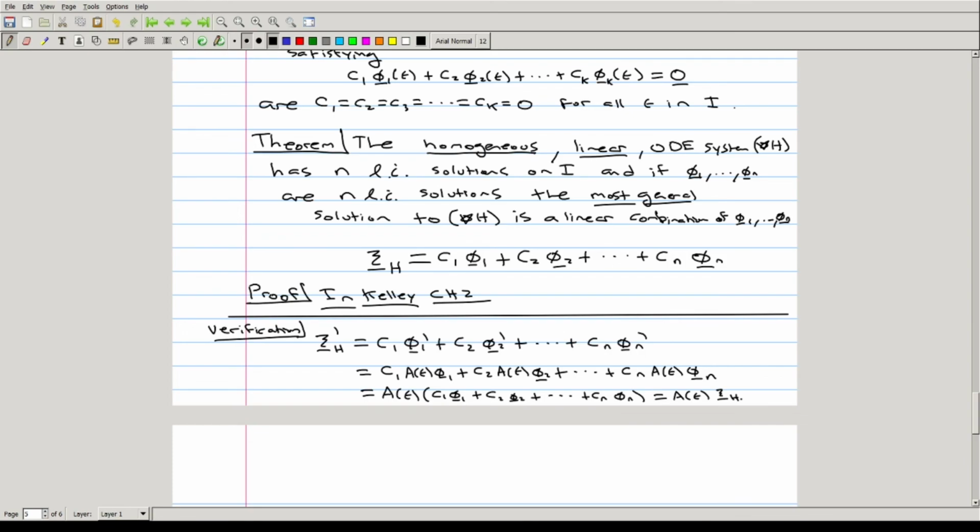So, any linear combination will, in fact, solve the differential equation if each one of the terms in this linear combination satisfies the homogeneous form of the differential equation. What we're getting from this theorem is that the most general solution to the homogeneous form is a linear combination of n linearly independent solutions to this differential equation.